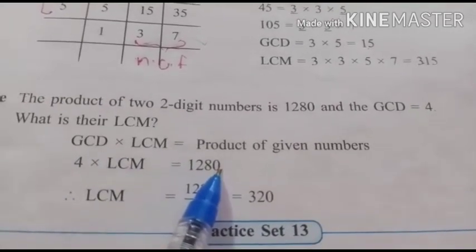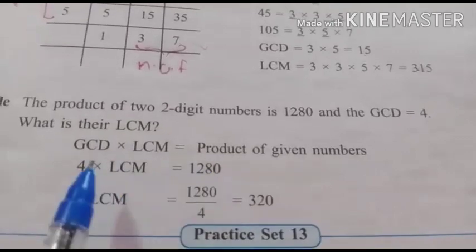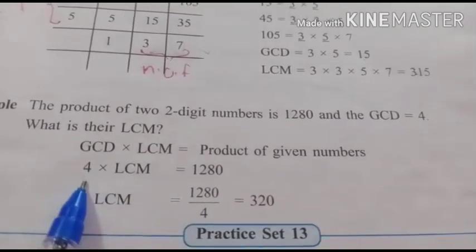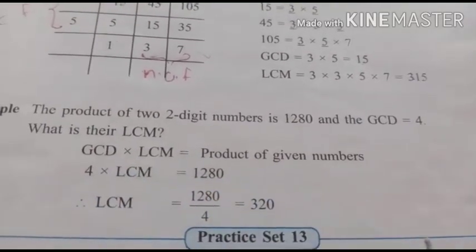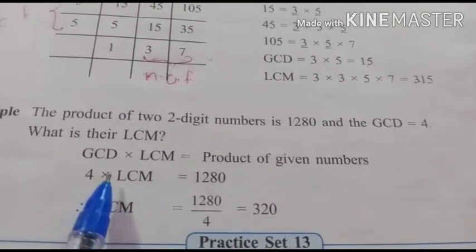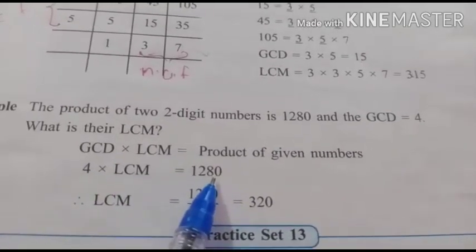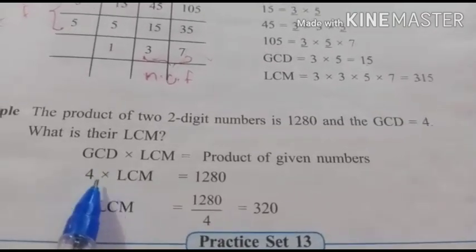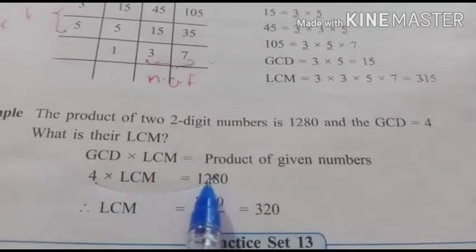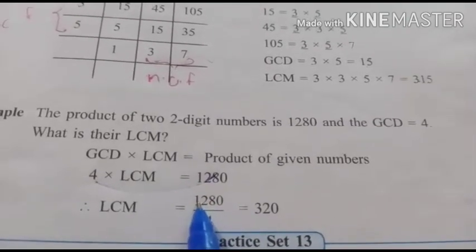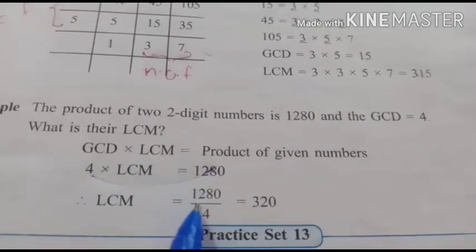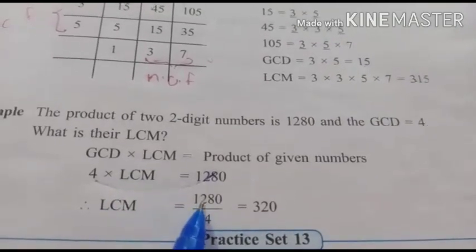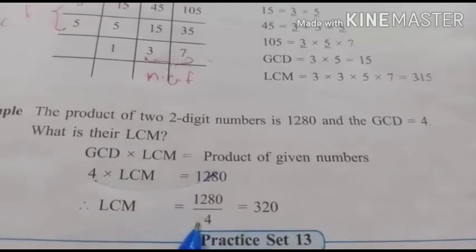When we change the side of a number, whichever operation is there also changes. Suppose plus is there, plus becomes minus, minus becomes plus, multiplication becomes division, and division becomes multiplication. Now here 4 is in multiplication form, so I am changing its position. So multiplication comes as a division. So what will come? LCM is equal to 1280 divided by 4.